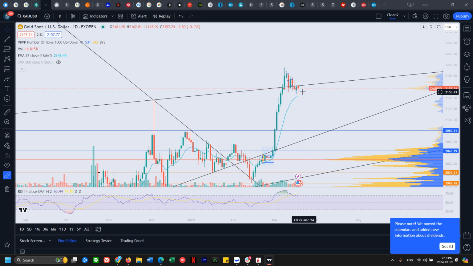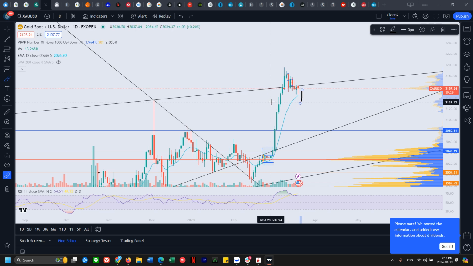So if the dollar tanks, then it'll be good for gold and metals. They will likely head a little bit higher. And if you're a bear, you want to see the dollar skyrocket for this potentially to break, to negate that bull flag and go lower.